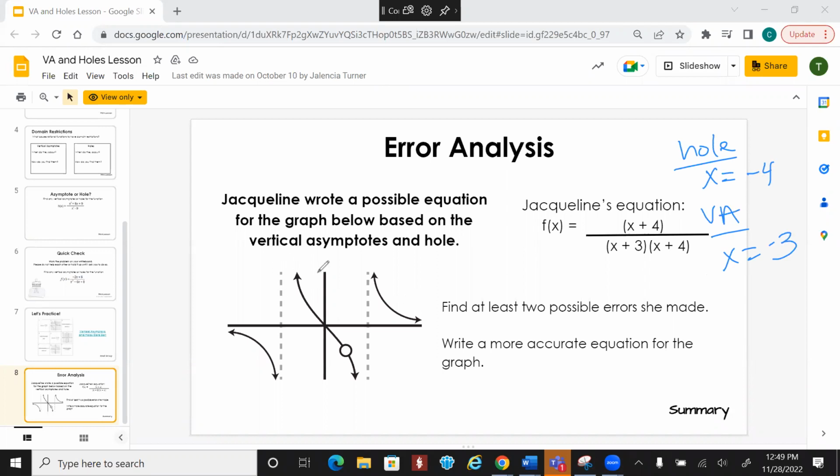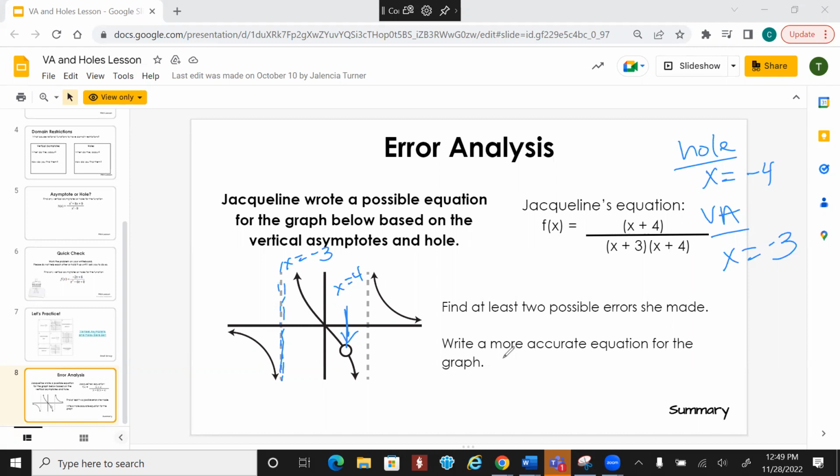Now let's actually look at the graph. There is a vertical asymptote right here at x equals -3. That's good. Is there a hole at x equals -4? No. Where is there a hole? Over here. So let's call this guy x equals 4, right?